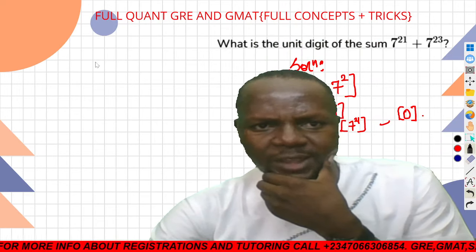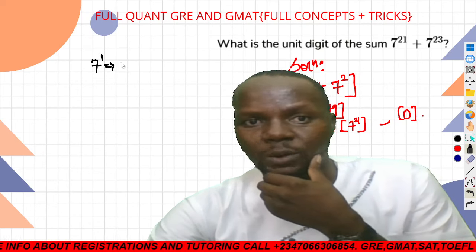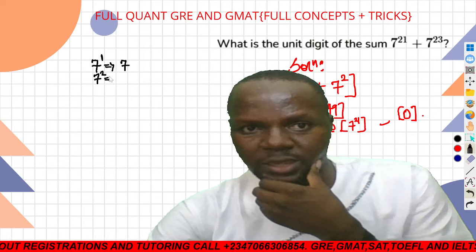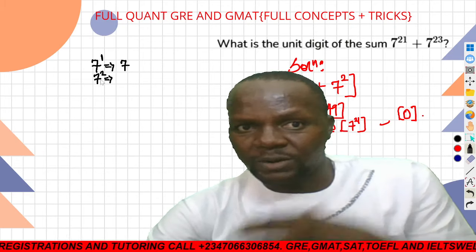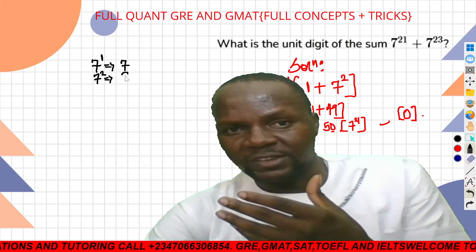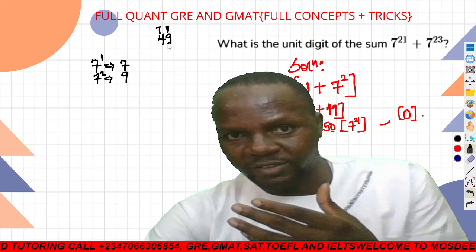We say we have 7 raised to 1. Let's solve the pattern. 7 raised to 1 is 7. The second one is 7 raised to 2. I want to say, if there's a pattern I can see, 7 raised to 2 is 49. The units of 49 is 9. This is what we call units. Tens and units, the first number here.